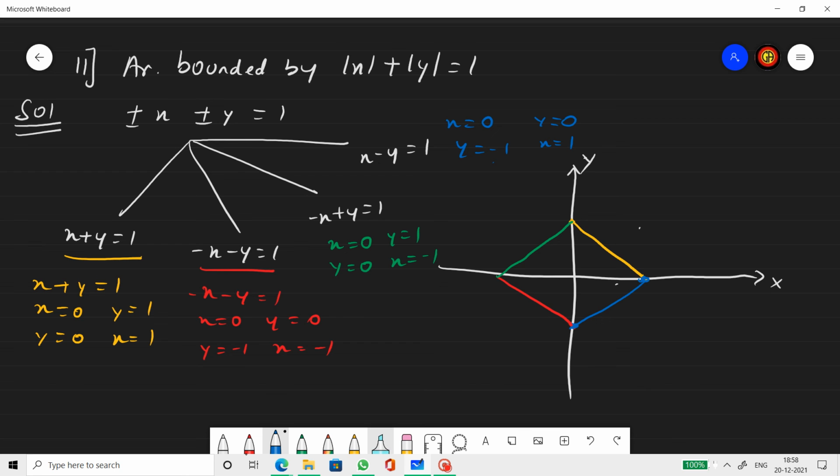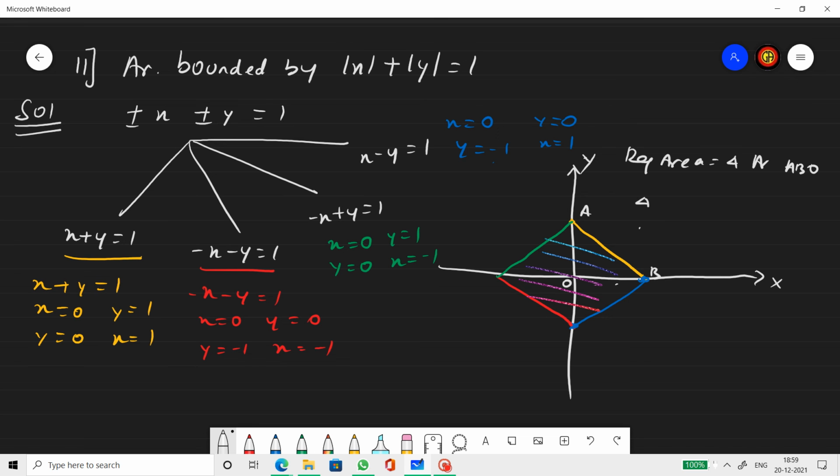The area bounded by this is naturally the whole thing. But it's enough if I just find it for one triangle and then multiply it by 4. It gives the same result. Just find it for one triangle and multiply it by 4. So the required area will be 4 times the area of, let me name this triangle, ABO.